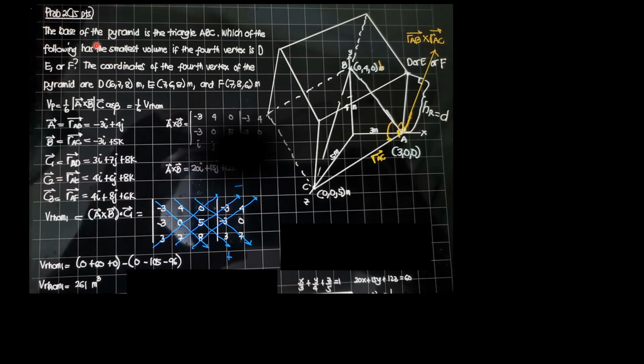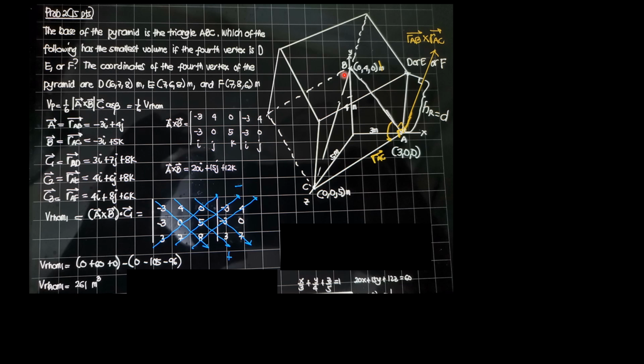For problem 2, the base of the pyramid is the triangle ABC. So this is the original pyramid ABC. This is also given. The pyramid would be the one having a base which is a triangle ABC, and from A, B, and C joined to the fourth vertex, which is D or E or F. Just imagine, but I'll draw the rhomboid because this is the guide, and remember that the volume of the pyramid, I already derived, is 1/6 of the volume of the rhomboid.